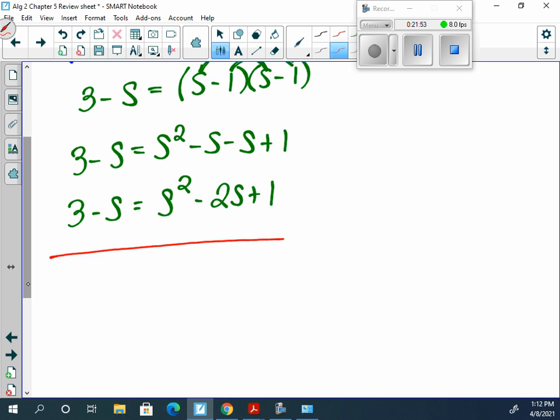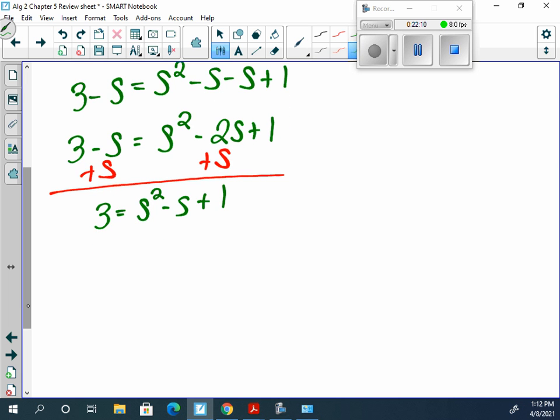So what's the first thing we can do? We can add s to both sides. And if we add s to both sides, we'll get 3 is equal to s squared minus s plus 1. And then what? Minus 3 from both sides, because again, we need this equal to 0. S squared minus s minus 2.